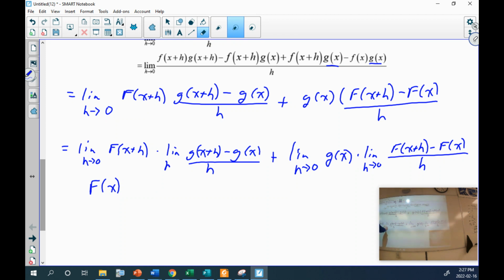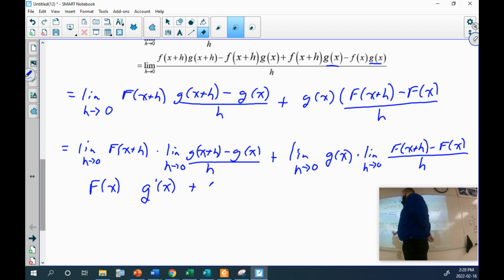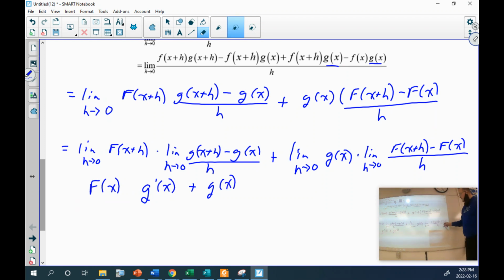Now, I forgot to write my h approaches 0 here. What is this? Is that not the definition of the derivative of g of x? So we have our g prime of x. That entire thing is our definition for the derivative of g of x. Same thing here. As h approaches 0, there's no h in that, so that'll be g of x. And here again, this is the definition of the derivative of f of x.